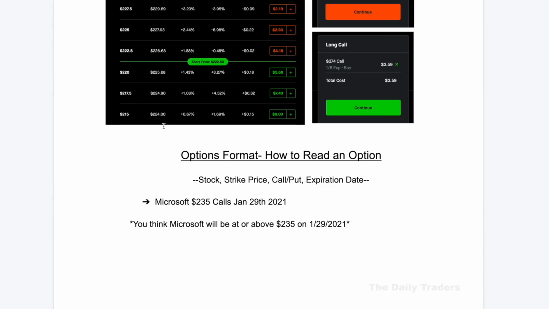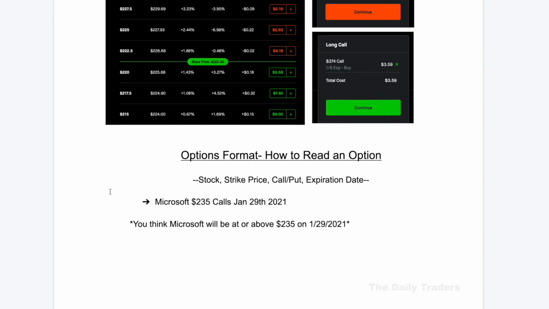All right, let's talk about the options format and how you actually read an option. So it's going to be displayed like this. There's going to be the stock, so Microsoft, the strike price, whatever price you think it's going to be, whether it's a call or a put, and then the expiration date.